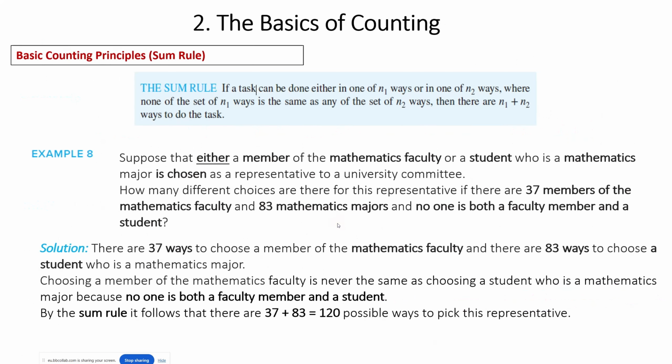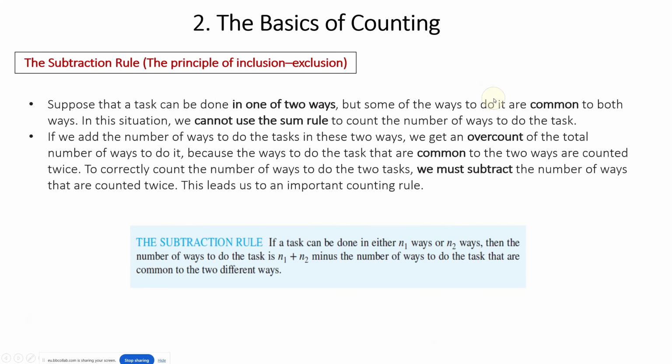Here, with the sum rule, we said that this n1 way is totally different from n2 ways. This number of ways is completely different from this one. Now in this case, the difference between n1 and n2 is that they might have something in common. Maybe this is the possible n1, and this is also the possibilities for n2, and they have something in common. So if I just do the plus, I'm counting something twice, and I don't want to do that.